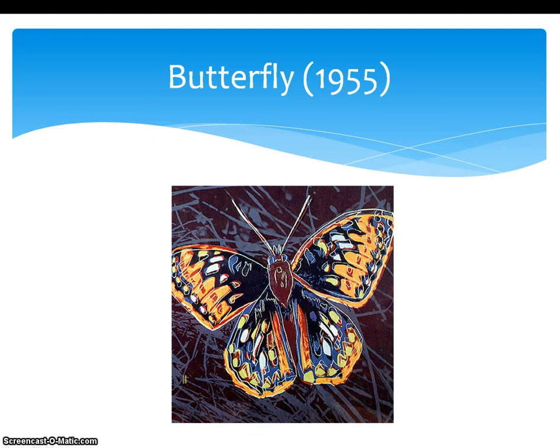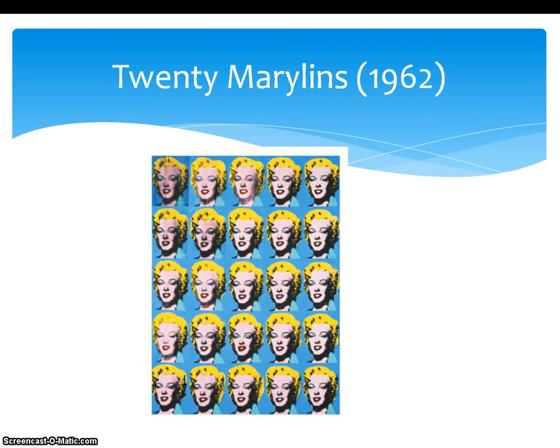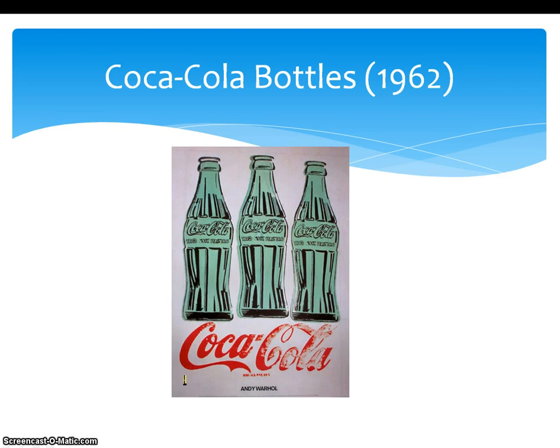So let's look at some of his pop art paintings. This is early in his career, the butterfly. This is the 20 Marilyns, as I was talking about, 1962. Use of repetition, symmetrical balance, vivid colors. This is a classic Andy Warhol painting. He does lots of Coke bottles.